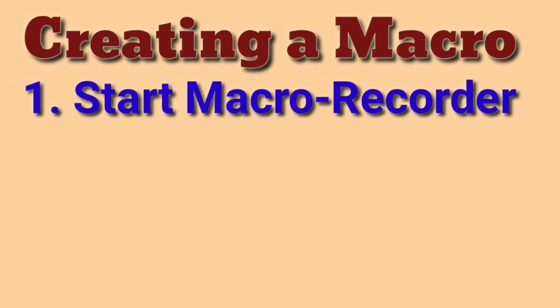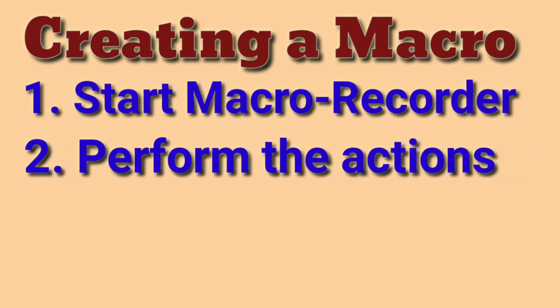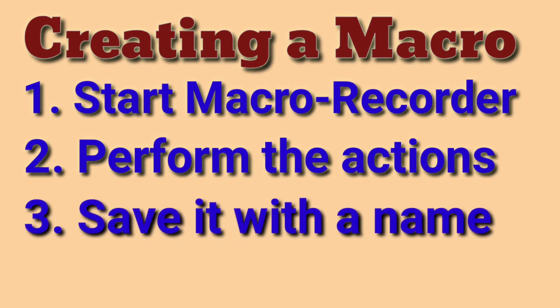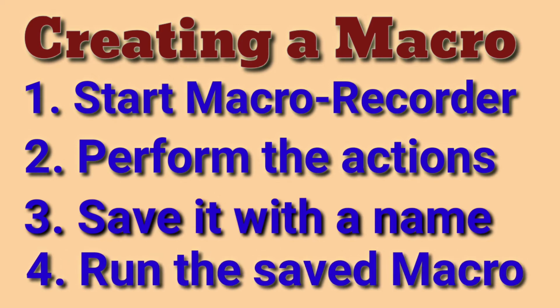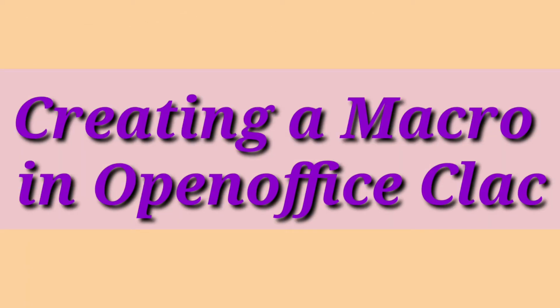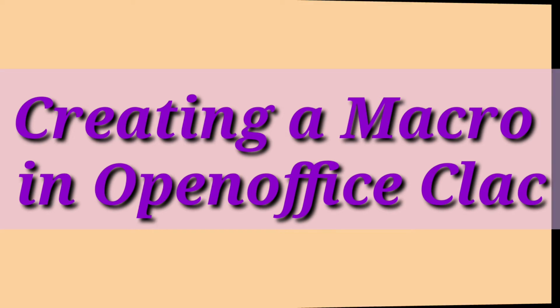In OpenOffice, we can create a macro by starting the macro recorder and then performing the actions that we need to be recorded. That means the actions which need to be performed or repeated again and again. Then we can save it with a name, and whenever we want to repeat these actions, whether in the same worksheet or in a different worksheet, all we need to do is run the saved macro. So with just clicking on run, all the actions that we have saved would be copied to the new spreadsheet. The steps to create and run a macro are as follows.